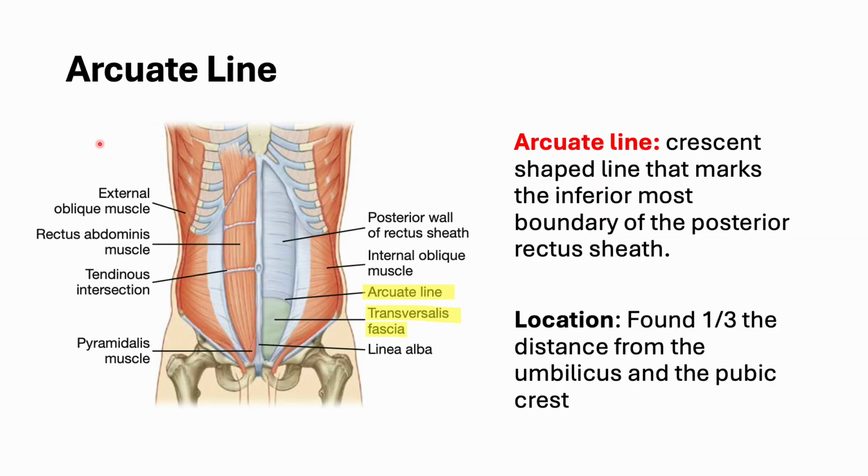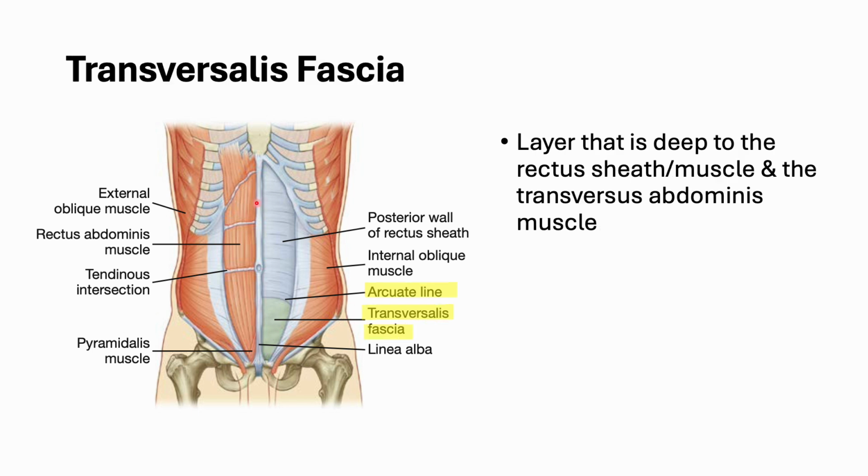Next, we're going to talk about the arcuate line. So the arcuate line is a really interesting concept. It's this crescent-shaped line that marks the inferior-most boundary of the posterior rectus sheath, and we'll go over what that actually means in a second. But its location is 1/3 the distance between the umbilicus and the pubic crest. So yeah, we'll get into it on the next slide. Okay, I lied, maybe in a few slides.